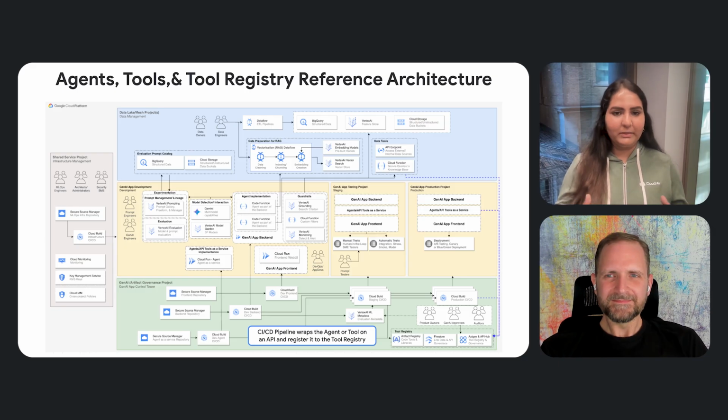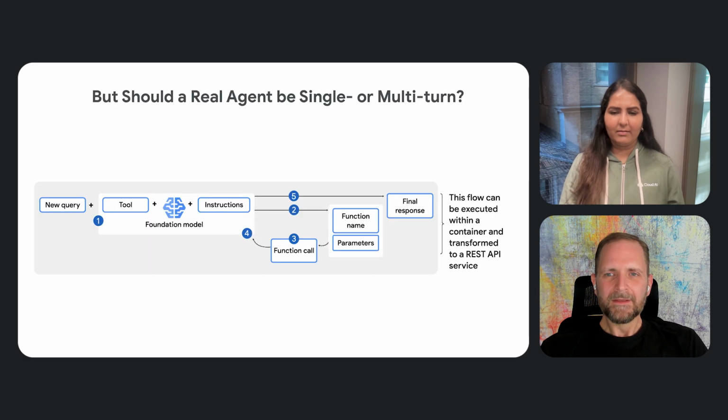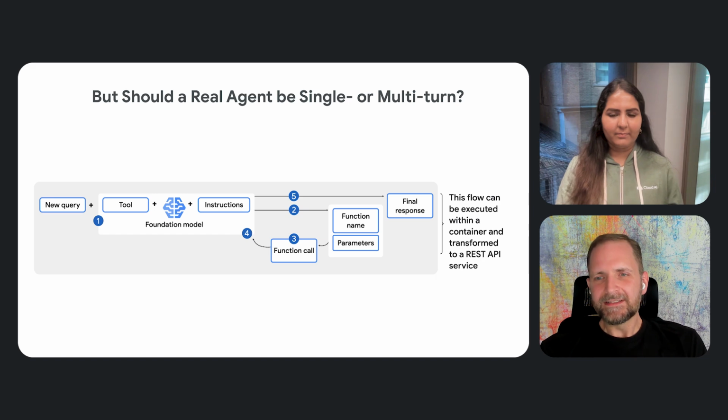So all of this, what we spoke about right now, fits well for a singleton agent. But what about memory for long-term persistence or multi-turn conversations? How do we do that? Very good question. Up to this point, we have seen just a single turn interaction with an agent.